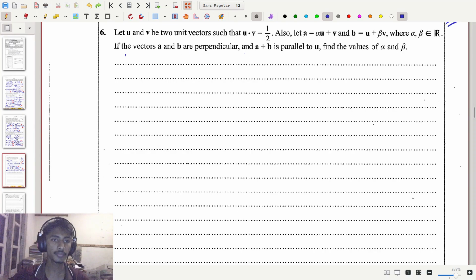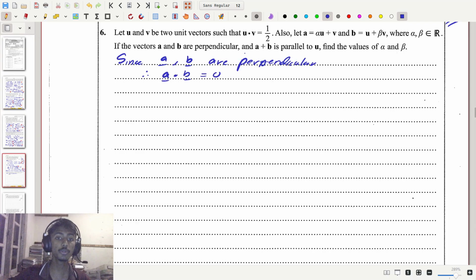So we can say since a and b are perpendicular, we can say therefore their dot product a dot b must be equal to 0.